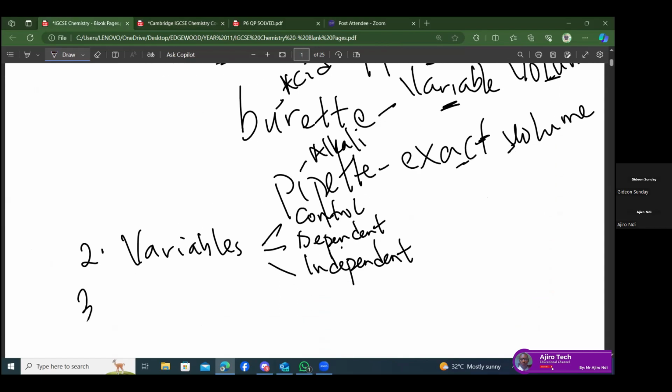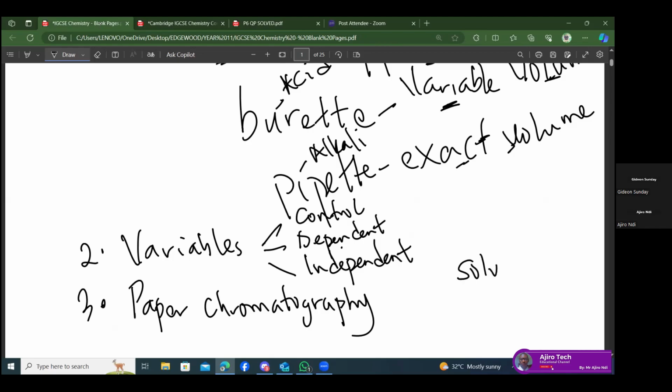And then another thing you need to know is you have to understand the principle of paper chromatography. Okay, paper chromatography is one area that you might likely have a question from. Remember that you have a solvent, and you know why you have to use the solvent. The solvent needs to be one that can dissolve the substances you're trying to separate.